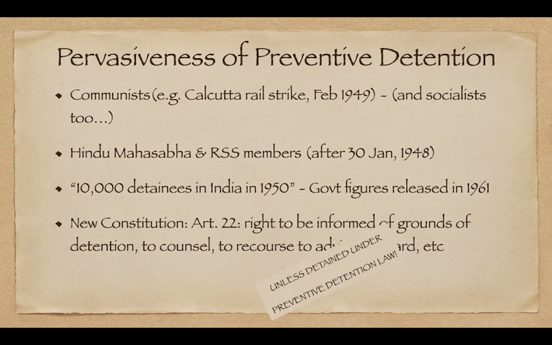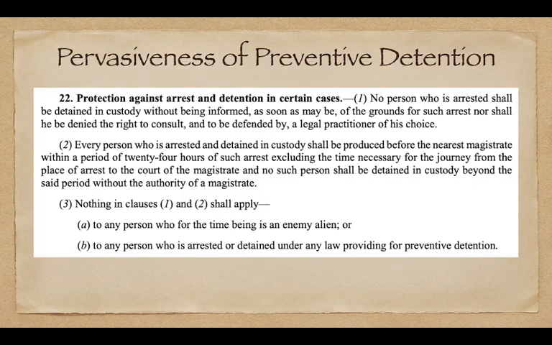Further, all of this would be the situation unless you were detained under a particular preventive detention law enacted by Parliament or somebody. This seems hard to believe, so I have pasted Article 22. Clause 1: no person shall be detained without being informed as soon as may be of the grounds for such arrest, and shall have the right to consult and be defended by a legal practitioner, and every person detained shall be produced before the nearest magistrate within 24 hours. And then comes clause 3.